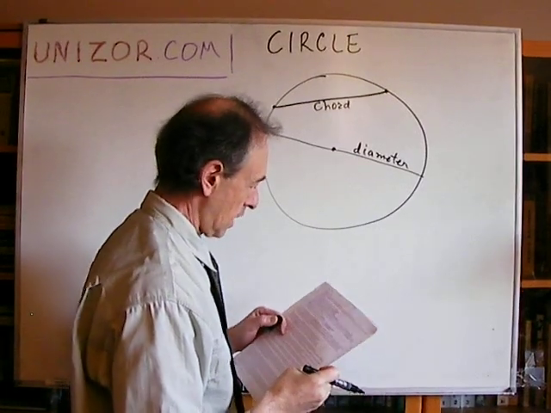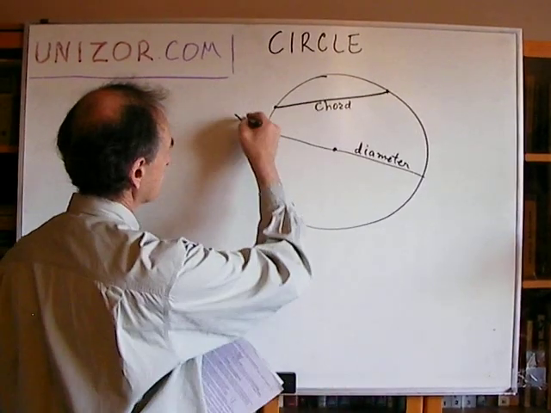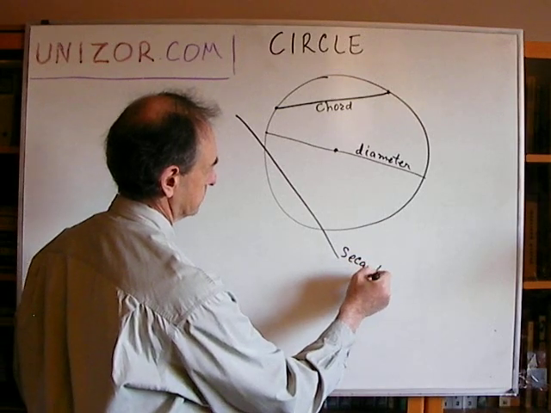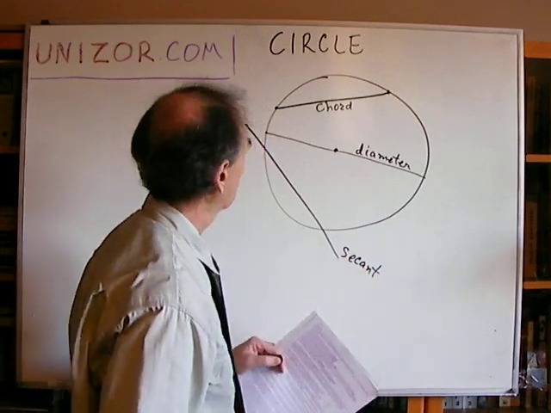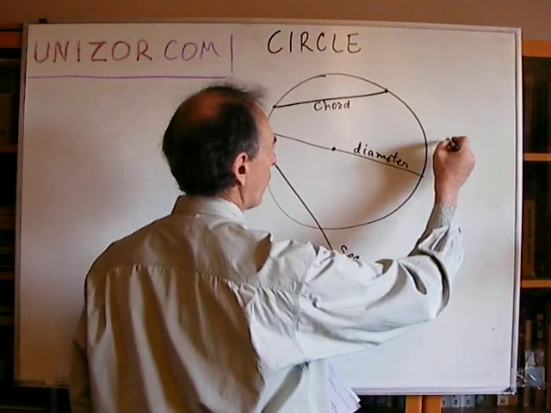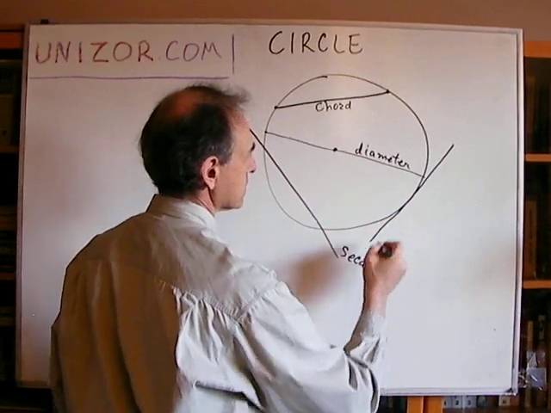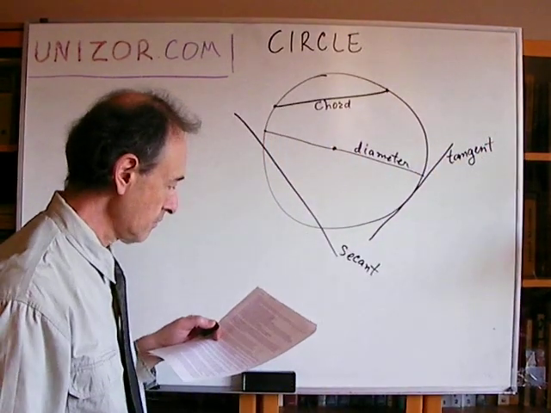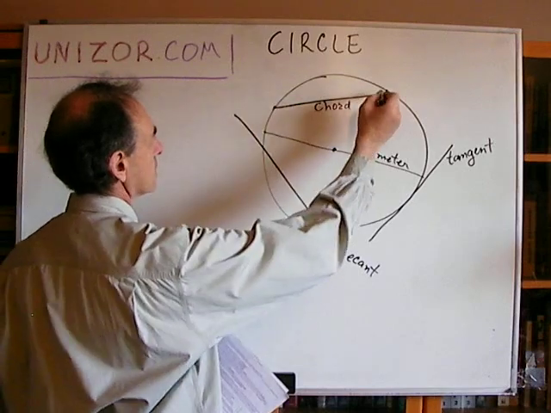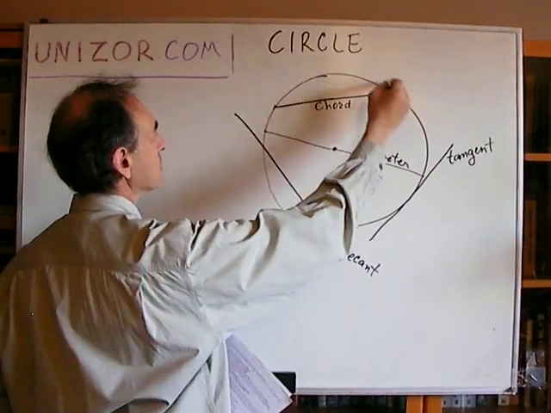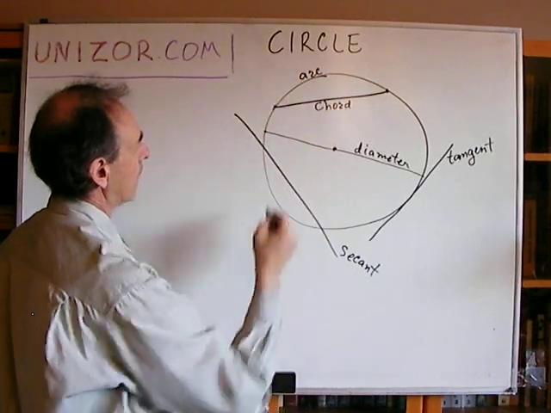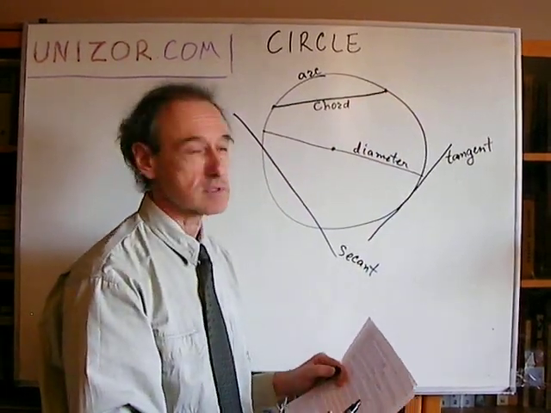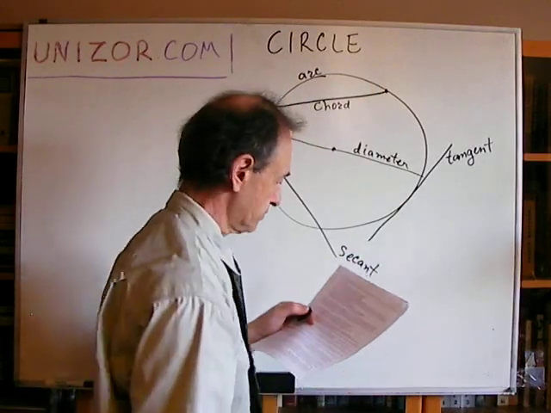Next, any line which intersects a circle in two points is called a secant. A line which has only one common point with the circle is called a tangent. Now, if you have two points on a circle, then the part of the circle between these points is called an arc. This is an arc, and this is another arc. So basically, two points on a circle define two different arcs, which complement each other to the full circle.